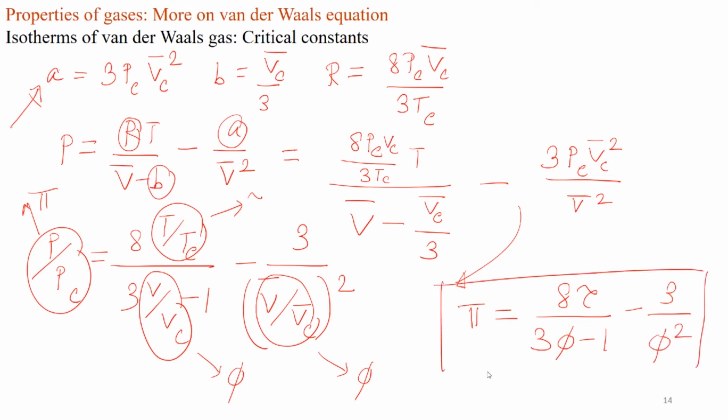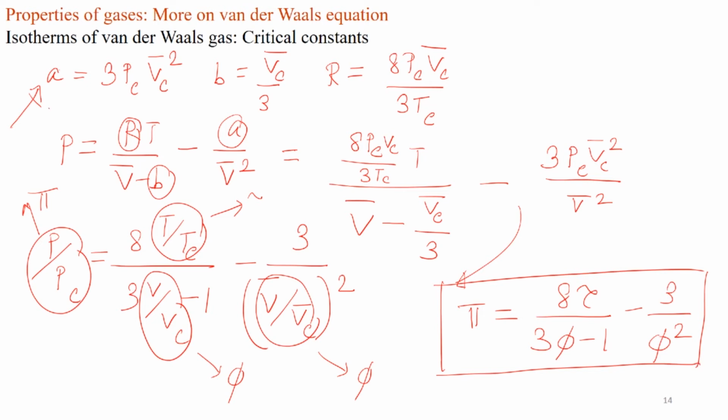So this is known as the reduced form of the van der Waals equation, because pi equal to P by Pc is known as the reduced pressure, phi equal to V by Vc is known as the reduced volume, and similarly tau equal to T by Tc is known as the reduced temperature. Now, why did we do it, or what is the point of arriving at this reduced expression? Of course, it is a compact expression, that is point number 1, but most importantly, it teaches us something else.